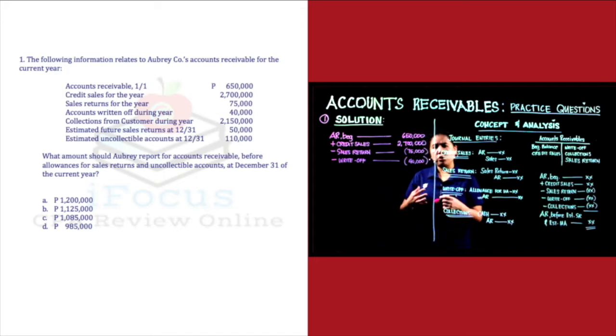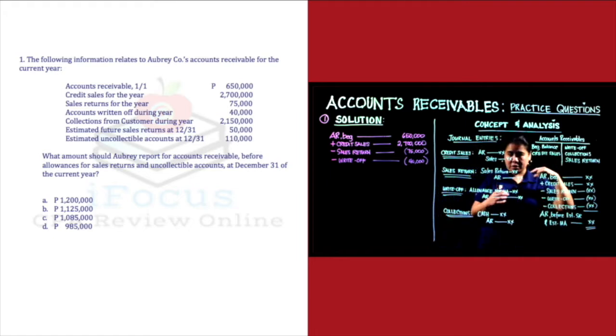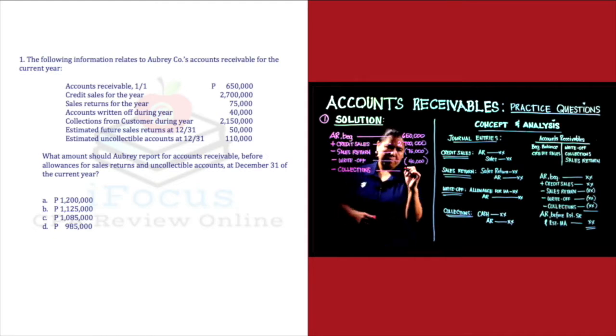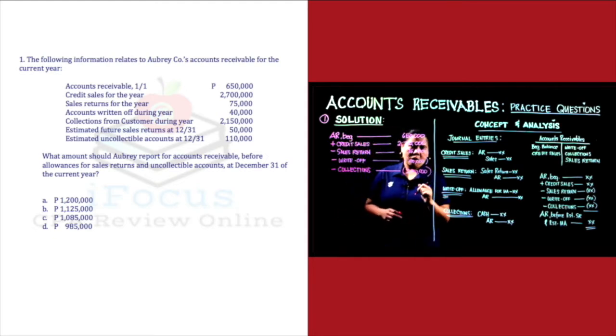Now, another item is collections from the customer during the year. Alright, amounting to 2,150,000. Our entry on the collections is debit to cash and then we credit to the accounts receivable. Siyempre, iaalisin na natin sa ating accounts receivable dahil nga nasingil na po natin yon. So, the effect on your T account is on the credit side. So, we will minus our collections in the amount of 2,150,000.